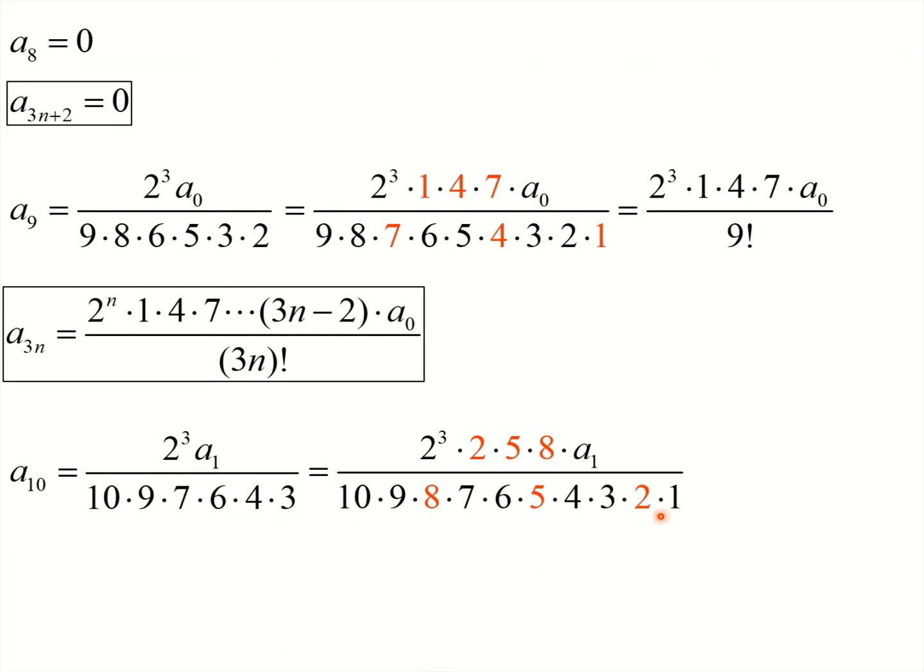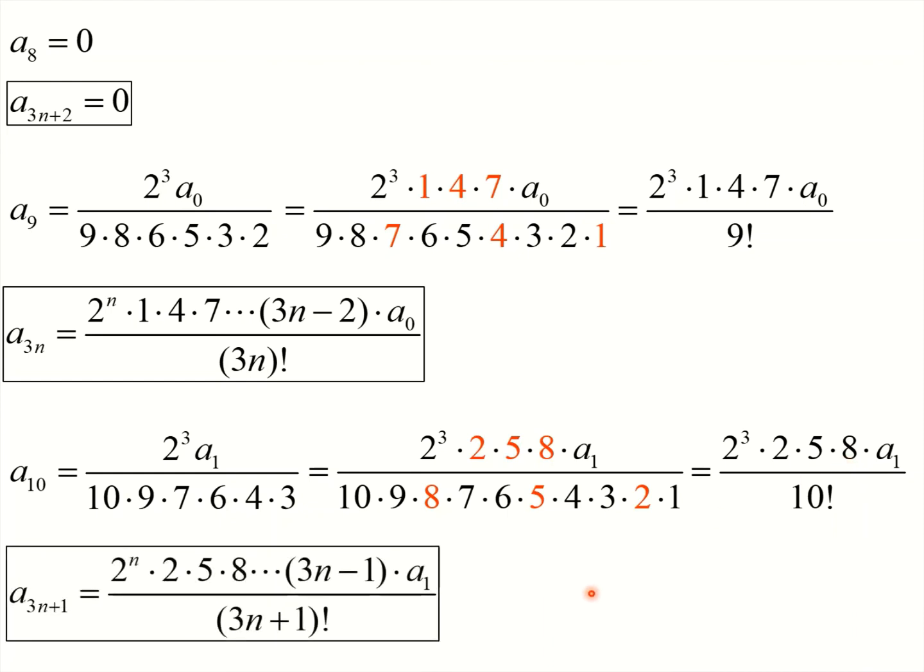And so, on the bottom, I have a 10 factorial. And so look at this. This 10, there's a 10 there. And then we have, this is really 3n plus 1, or 3 times 3 plus 1, so the n goes there, 2 to the n, or 2 to the 3 in this example. A1 is going to go there. This is the tricky part. 2, 5, 8. 8 is 2 less than 10. And so this 10 is really going to be a 3n plus 1. So this goes up to 3n minus 1. That's what I'm going to write there.